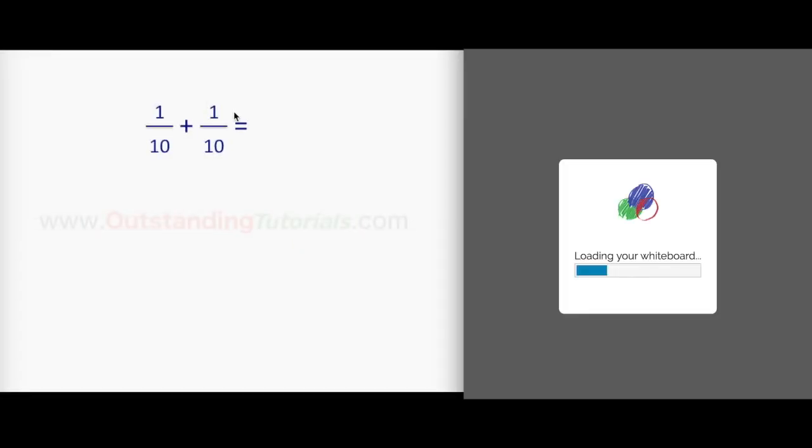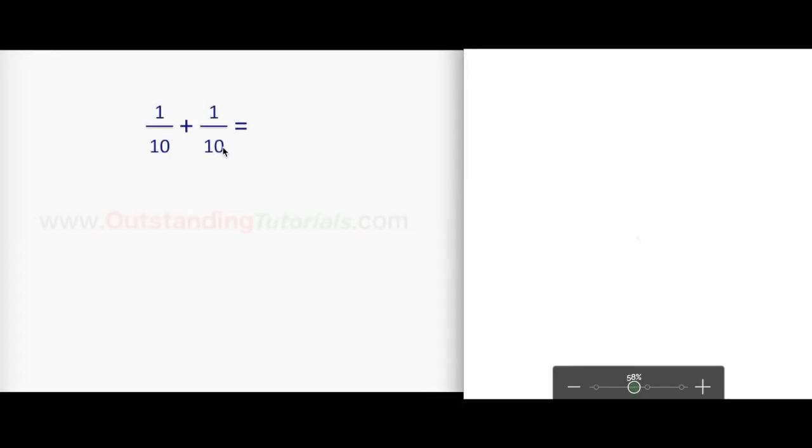This question here. Denominators are the same. So if they are the same, in the answer they must remain the same. So I know from this question that the denominator of the answer must be 10. Then I add the two top numbers. So that must be 1 plus 1 must be 2 over 10.